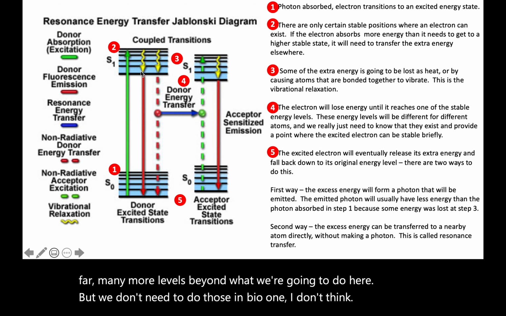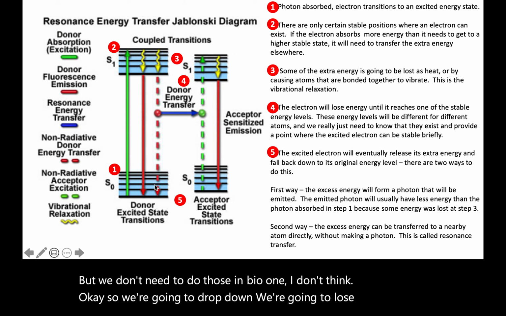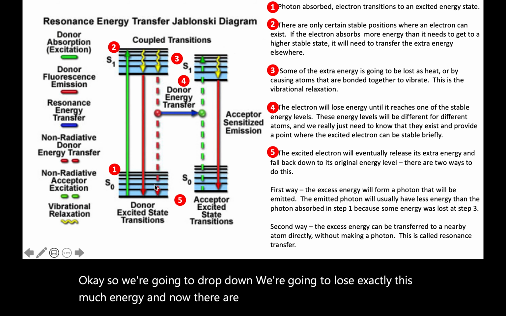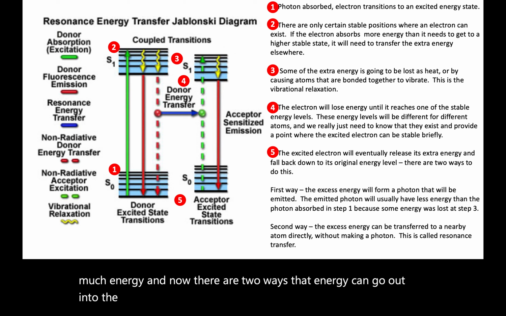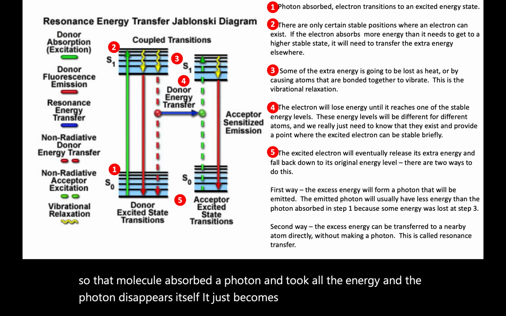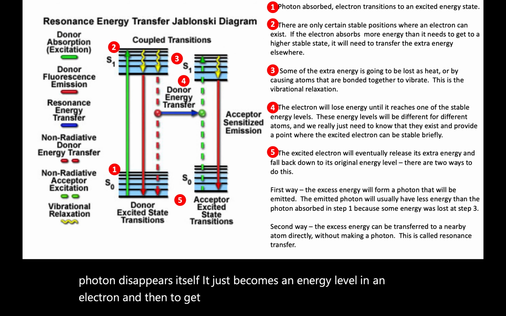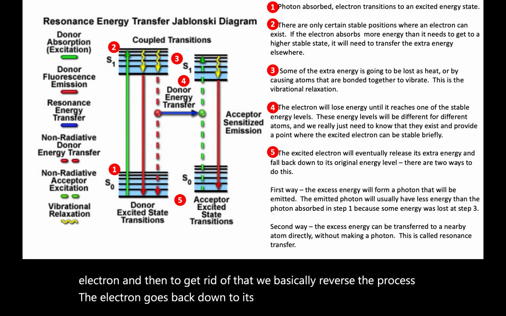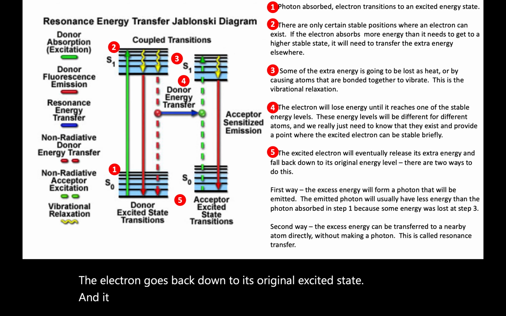Okay, so we're going to drop down. We're going to lose exactly this much energy. And now there are two ways that energy can go out into the world. One is that the energy will be converted into a photon. So that molecule absorbed a photon and took all the energy, and the photon disappears itself. It just becomes an energy level in an electron. And then to get rid of that, we basically reverse the process. The electron goes back down to its original unexcited state, and it produces a photon that then shoots off at light speed. So that is one way that we can do this.